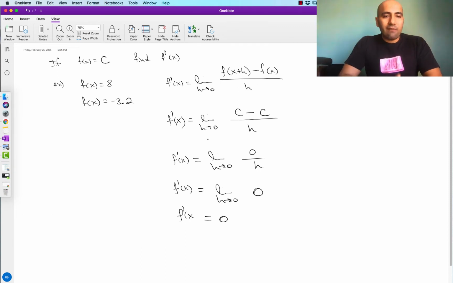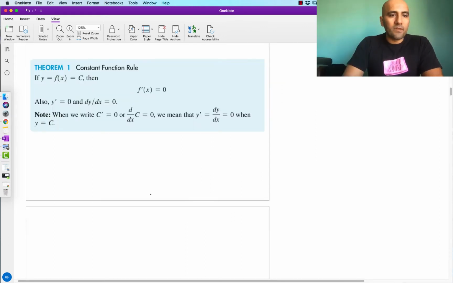Okay, so what we established here hopefully convinced you, both using the graph as well as the formal definition, that the derivative of any constant is always equal to 0. So theorem 1, the constant functions rule. If y equals f of x equals c, then f prime of x equals 0. The derivative of the function is going to be 0.